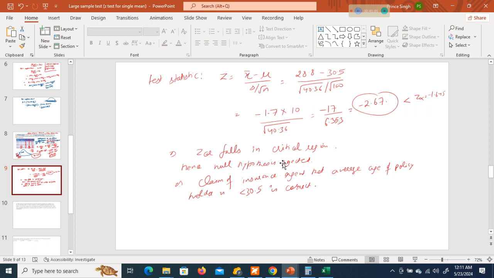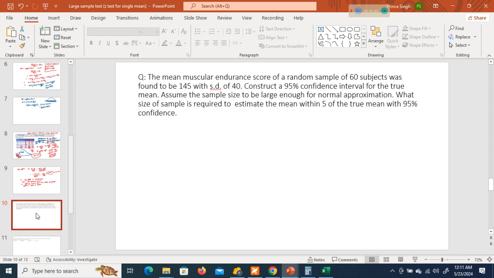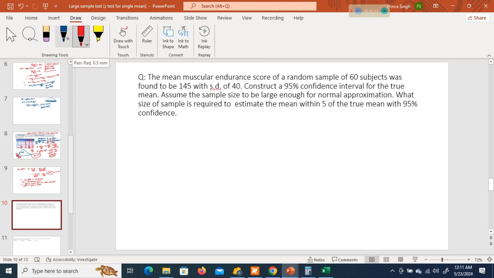Okay, let us try the next problem here. The mean muscular endurance score of a random sample of 60 subjects was found to be 145 with a standard deviation of 40.